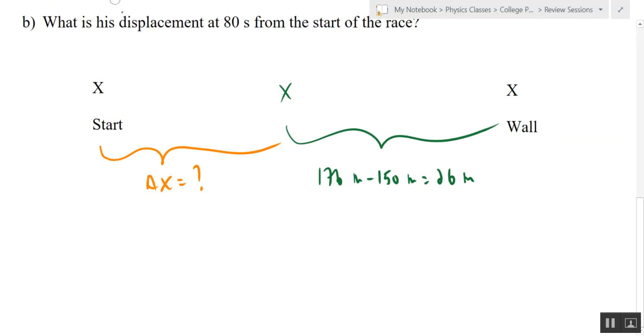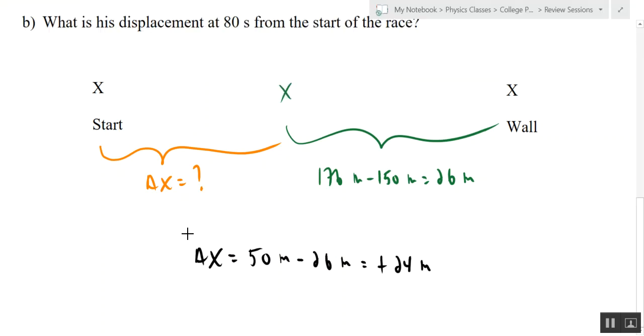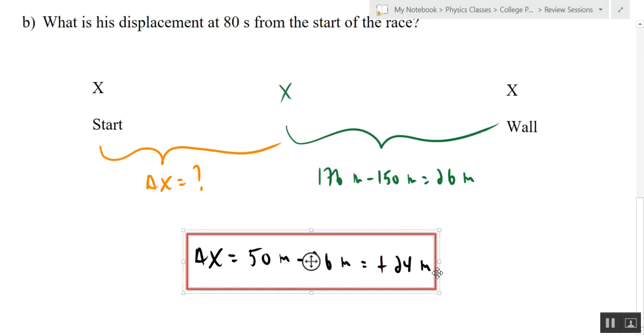Because delta x, okay, it would be 50 minus 26. So it's technically plus 24, right? Because you're 24 meters to the right of where you started from, right? That would be the displacement for the entire race, correct? Does that make sense or no?